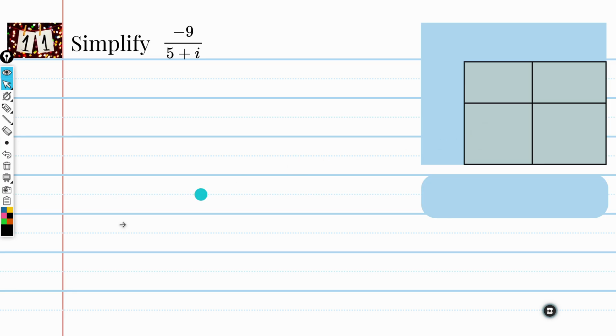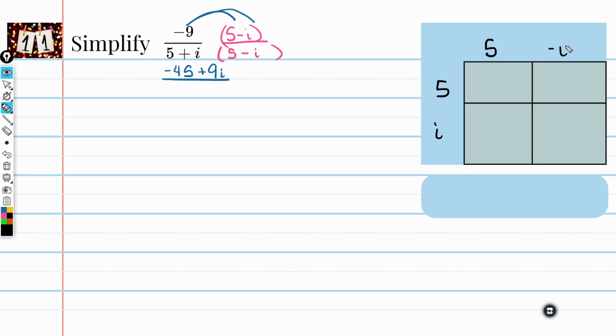Let's go on to number 11. 11, similar idea. So we're going to take our denominator and we're going to multiply by the conjugate of our denominator. And so for the numerator, all we're doing is distributing to both parts. So negative 45 and a positive 9i. And we're going to divide it by 5 plus i times 5 minus i.